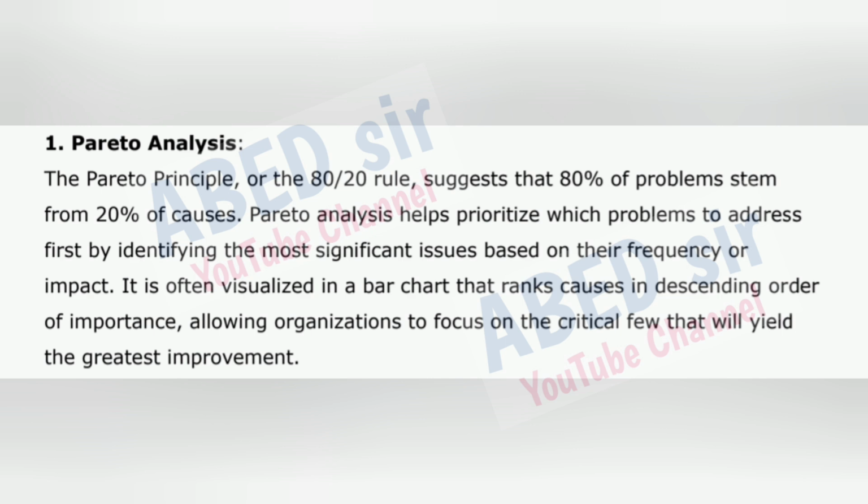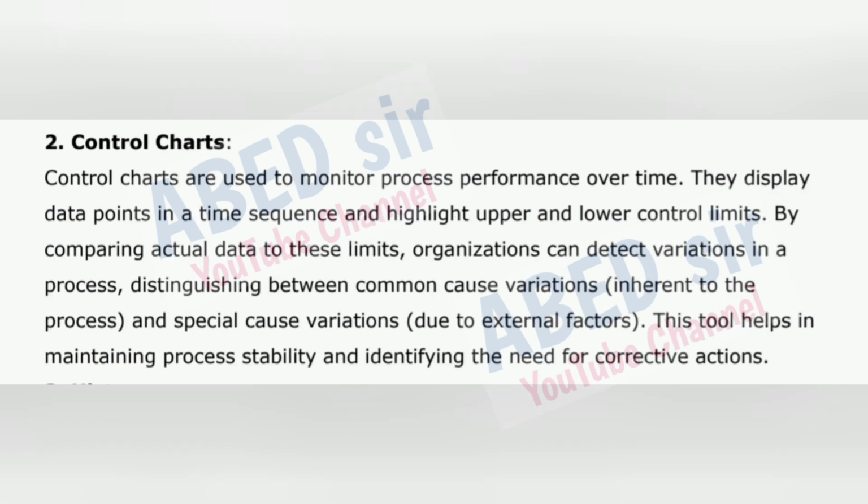It is often visualized in a bar chart that ranks causes in descending order of importance, allowing organizations to focus on the critical few that will yield the greatest improvement. 2. Control charts. Control charts are used to monitor process performance over time. They display data points in a time sequence and highlight upper and lower control limits.